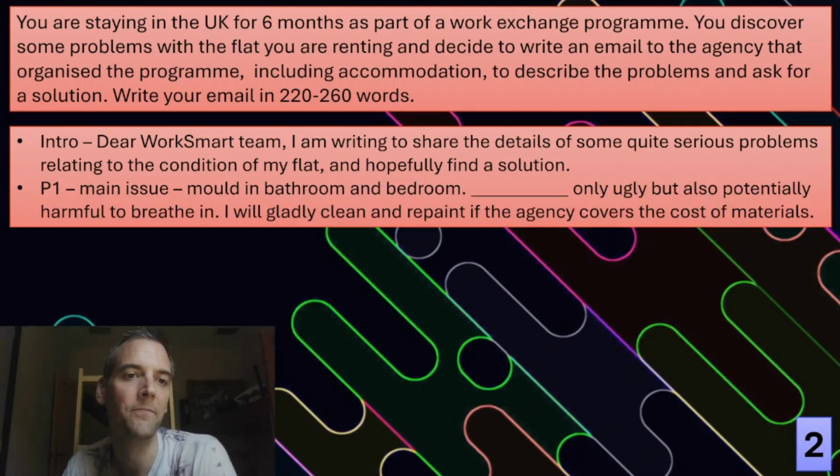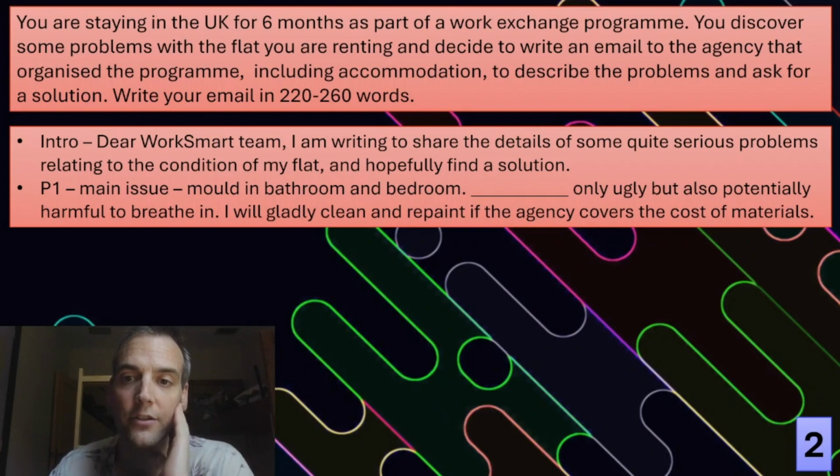For example, the main issue is mold in the bathroom and bedroom. Not only ugly, but also potentially harmful. And then a bit more detail about what you're going to do about this problem, because it says describe the problem and ask for a solution.